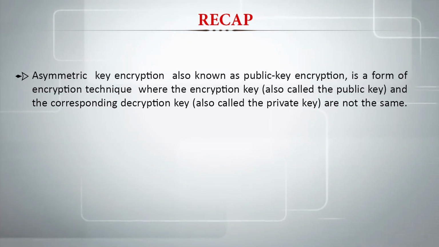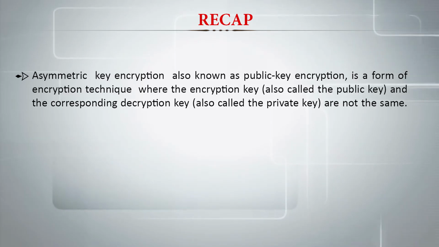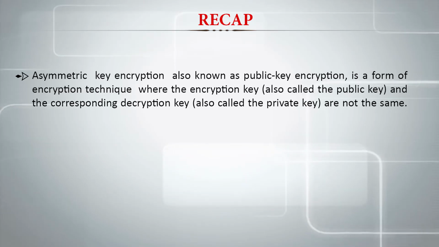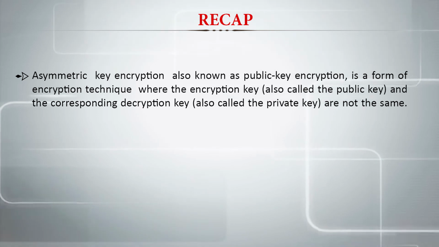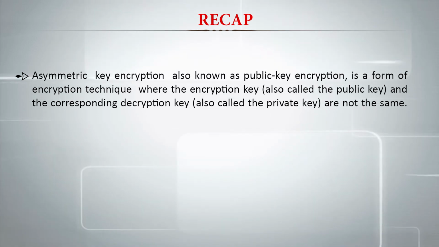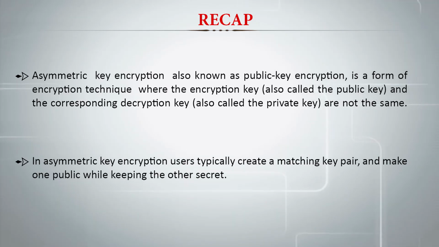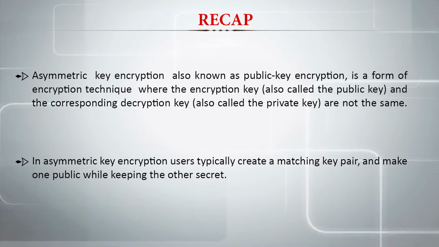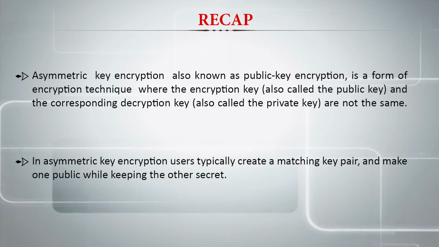Asymmetric key encryption, also known as public key encryption, is a form of encryption technique where the encryption key, also called the public key, and the corresponding decryption key, also called the private key, are not the same. In symmetric key encryption, the key is the same for encryption and decryption, but here the keys are different. In asymmetric key encryption, users typically create a matching pair and make one public while keeping the other secret. That way it's a bit more complicated compared to the symmetric key encryption technique.